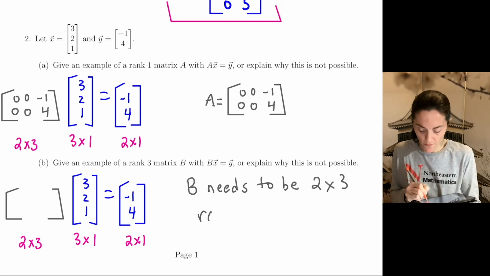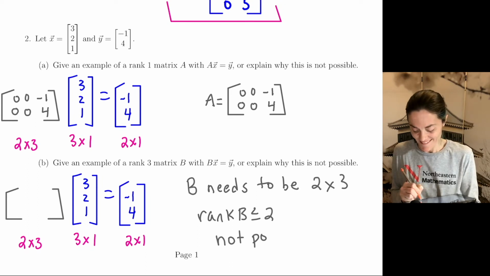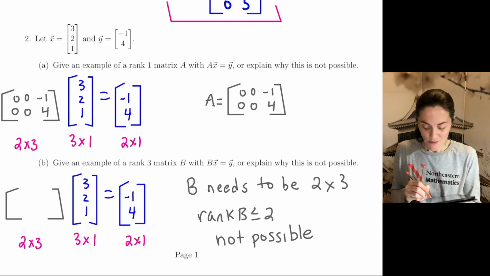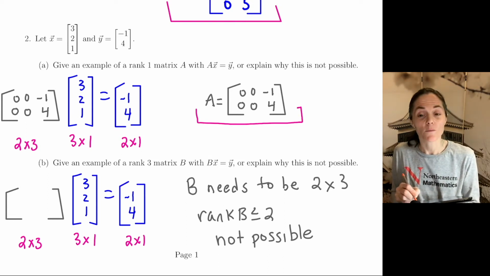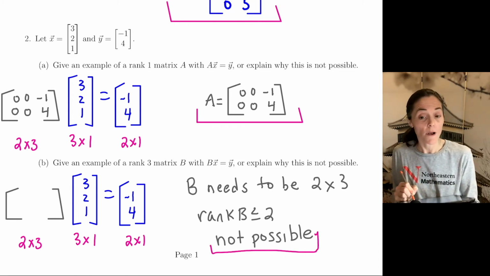And so the rank of B must be less than or equal to 2, cannot be 3. And so this is not possible. So here's my answer in letter A. We were able to do this. And here's my answer in letter B, not possible.